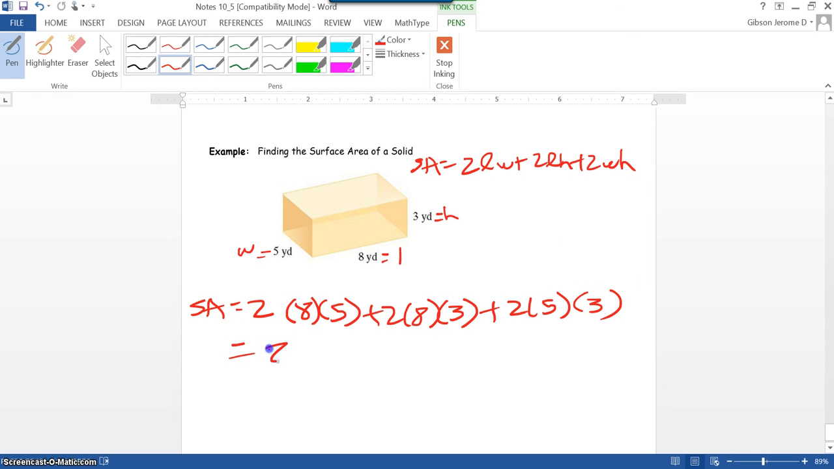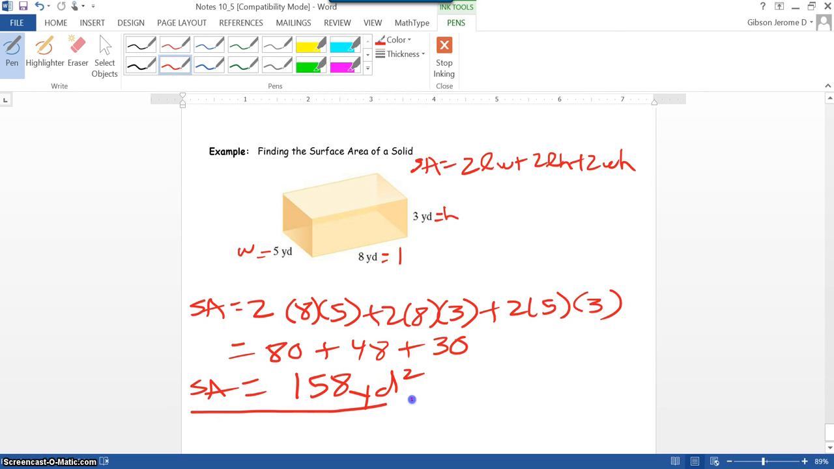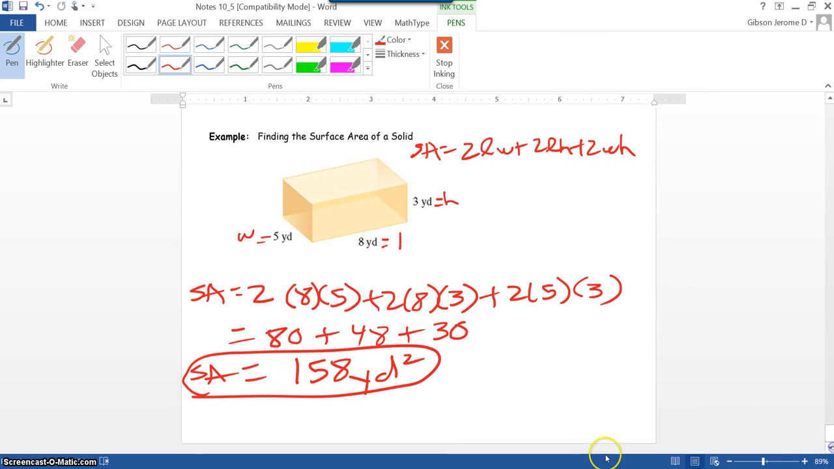So we will have 80 plus 48 plus 30. So when we put this all together, this will give us 158. And this is surface area, so we know area is always square yards, square inches, square feet, something squared. So this is our surface area. This measures all of the surface of this three-dimensional figure. And this is our final answer. And we are done.